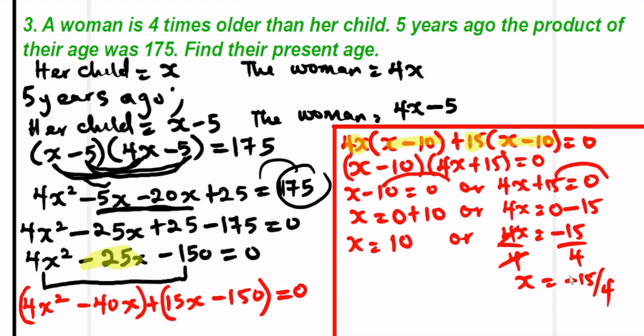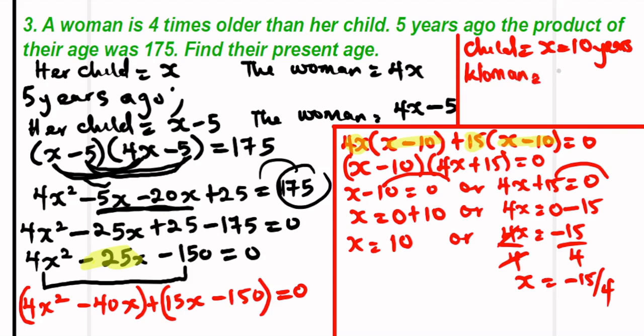So now that we've been able to get it to this point, let's look for the ages of these two. They said find their present ages. You remember their present age, our child is equal to x. So the child's age is equal to x. And what is x? 10. So the child's age is 10 years. Now for the woman, it is 4x. 4x means 4 times 10, which is going to give us 40 years. So the woman's age is 40 and the child's age is 10.